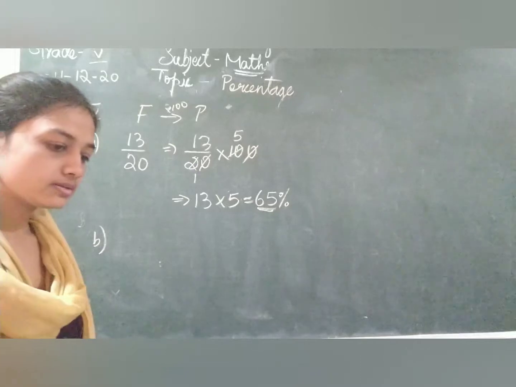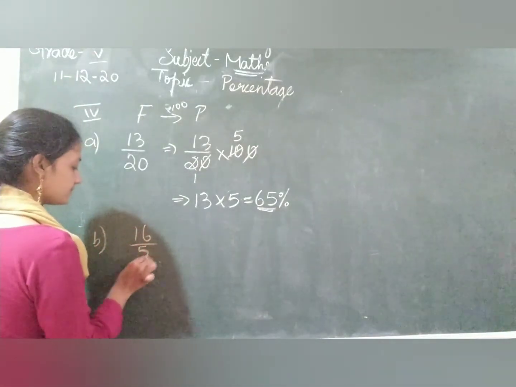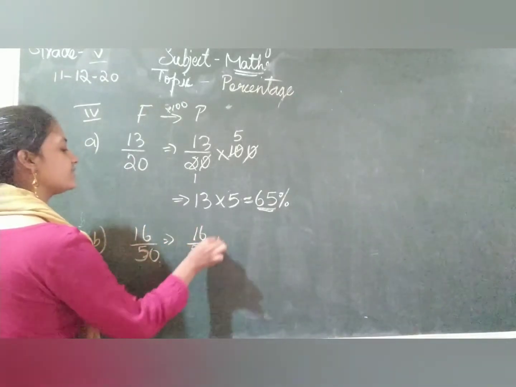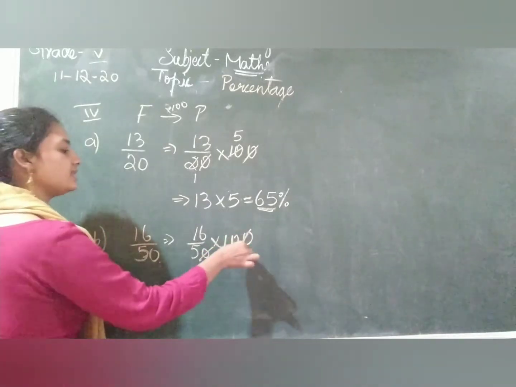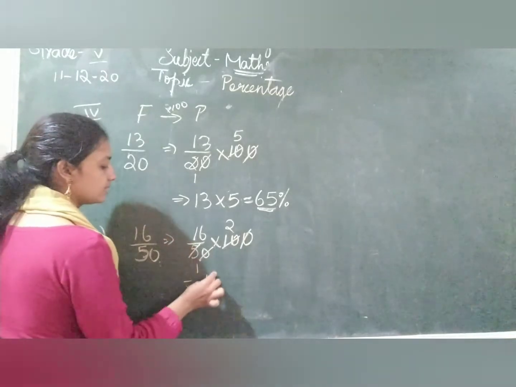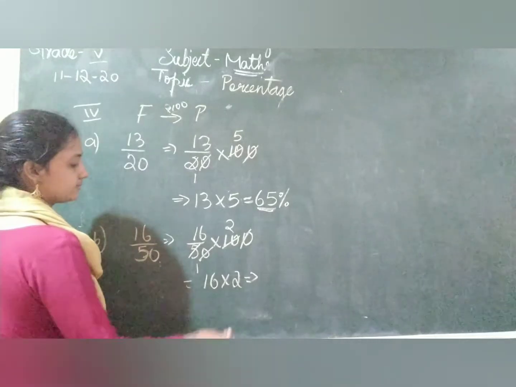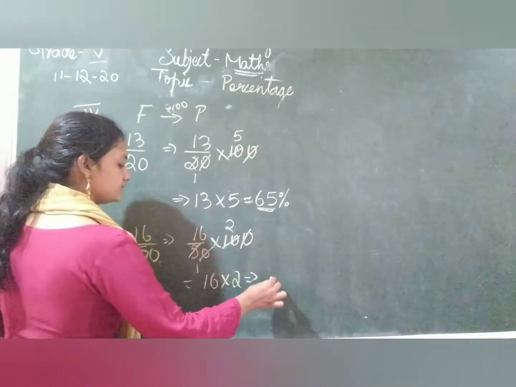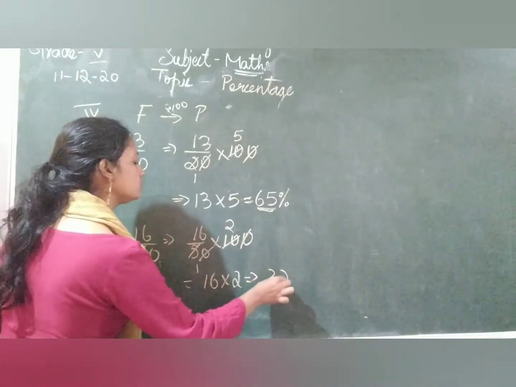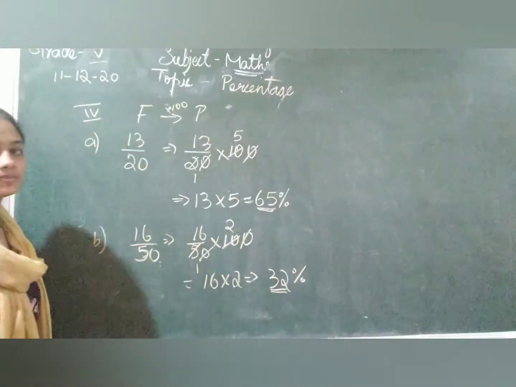B. 16 by 50. So I will multiply 16 by 50 with 100. Cancel the 0. 5 1s are 5, 5 2s are 10. So 16 into 2. So what will be my answer? Answer would be 32. This is my percentage.